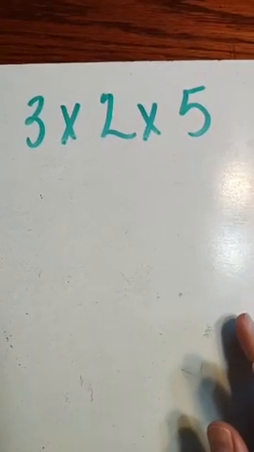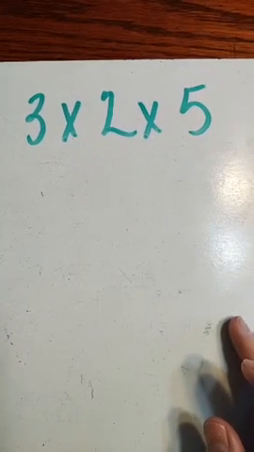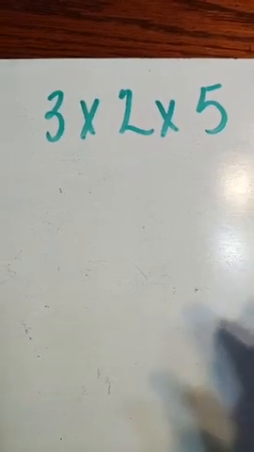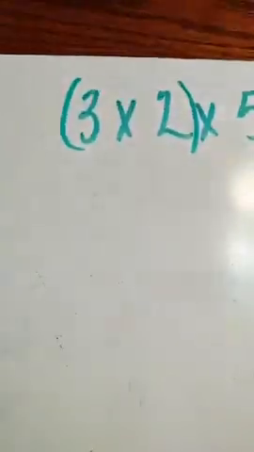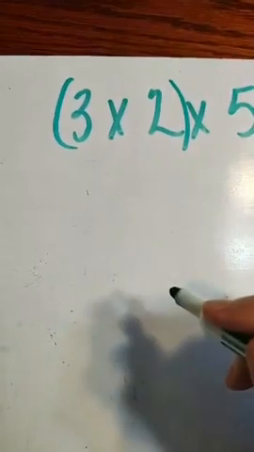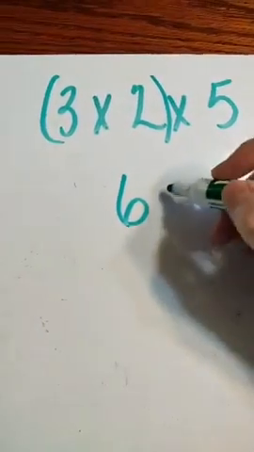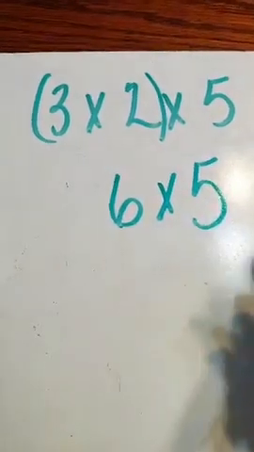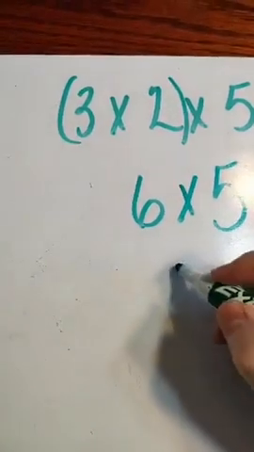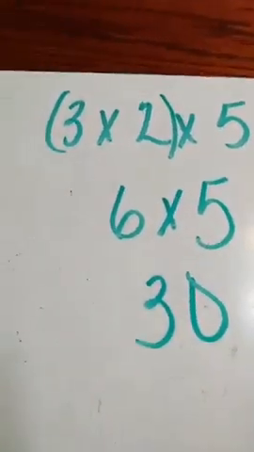Okay. So what are our two smallest numbers that we want to put in parentheses here? Yep, 3 times 2. So what is 3 times 2? You got it, 6. And we still haven't used this, so we have to use it. 6 times 5? 30. Very good.